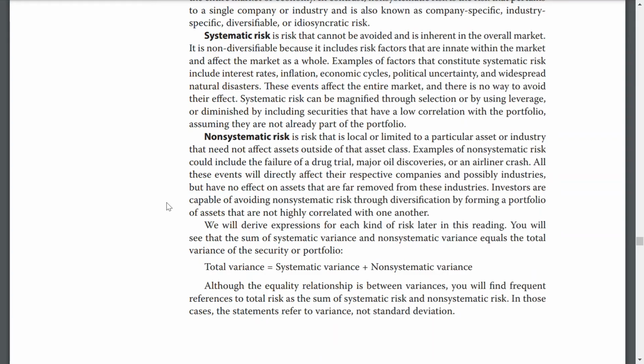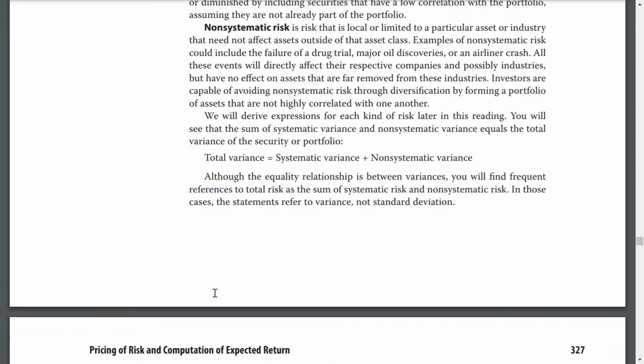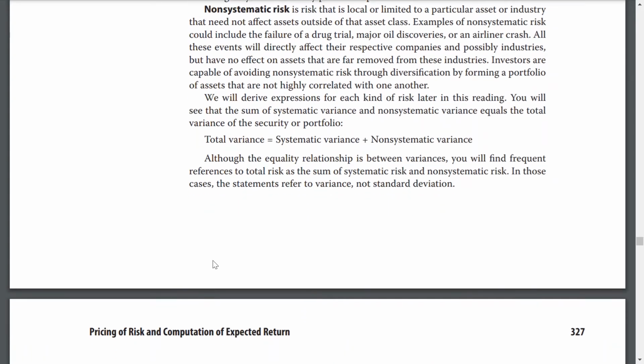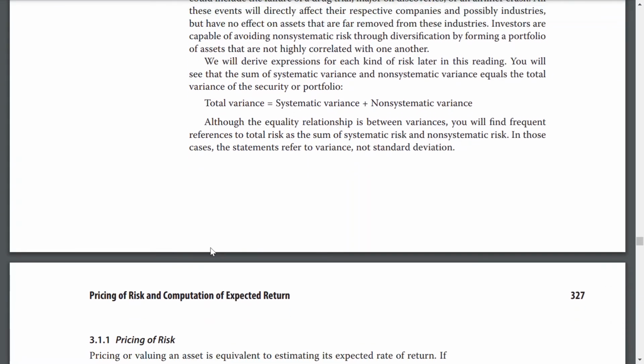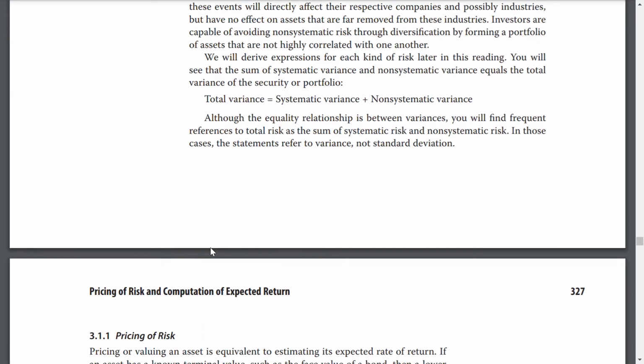We will derive expressions for each kind of risk later in this reading. We will see that the sum of systematic variance and non-systematic variance equals the total variance of the security or portfolio. The total variance is equal to systematic variance plus non-systematic variance. Although the equality relationship is between variances, you will find frequent references to total risk as a sum of systematic risk and non-systematic risk. In those cases, the statement refers to variance, not standard deviation.